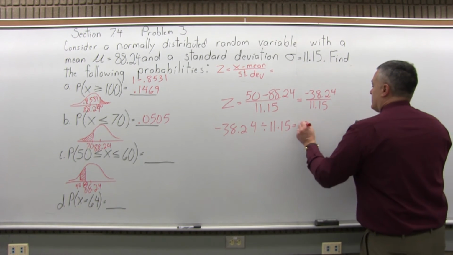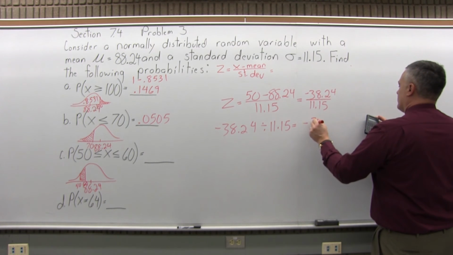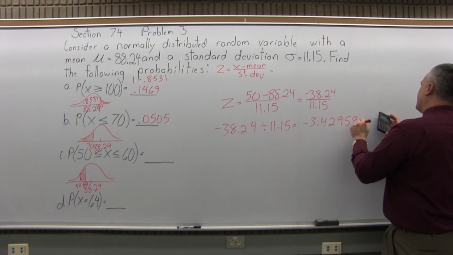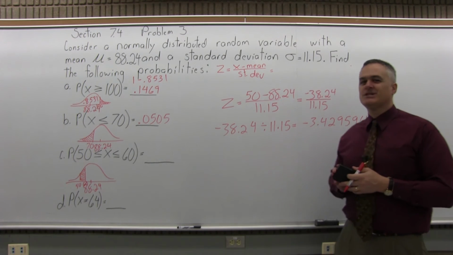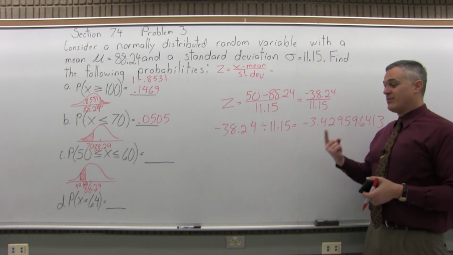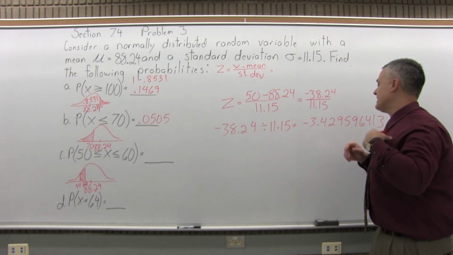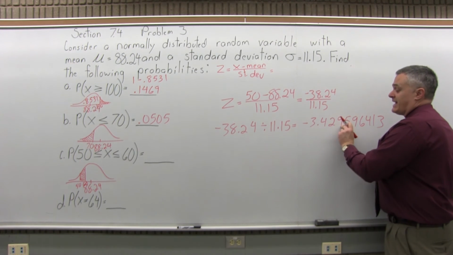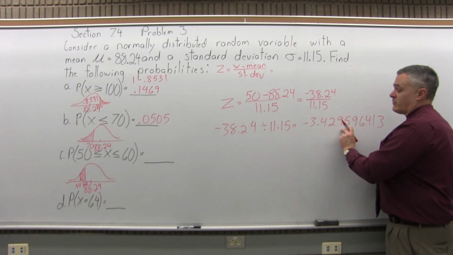And the calculator tells me that the answer to that division, when I reduce that, is negative 3.429596413. So that's my z-score. That's what I have to look up. So I look up any number in the chart. Step one is to write the number to look up so that it has two places after the decimal. So if you go two places out after the decimal, you have a 2. The next digit to the right is a 9, which is certainly big enough to make it a 3.43.